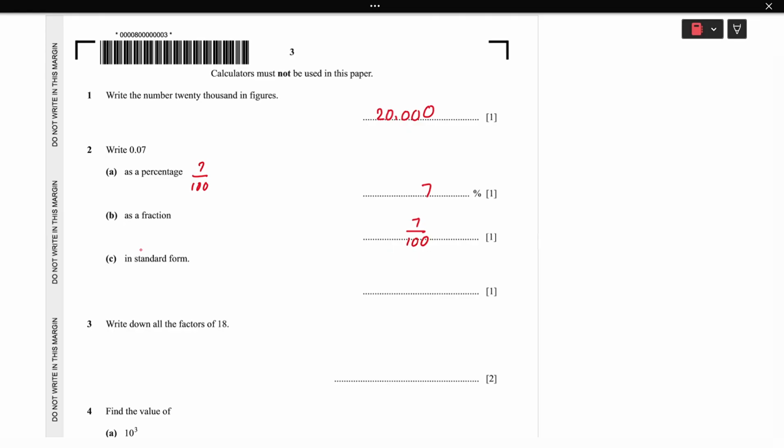Okay, so next, the standard form, with one decimal place, so 0.07. The decimal point has to move two places here, so it's going to be 7.0 times 10 power negative 2. Okay, so 7.0 times 10 power negative 2.